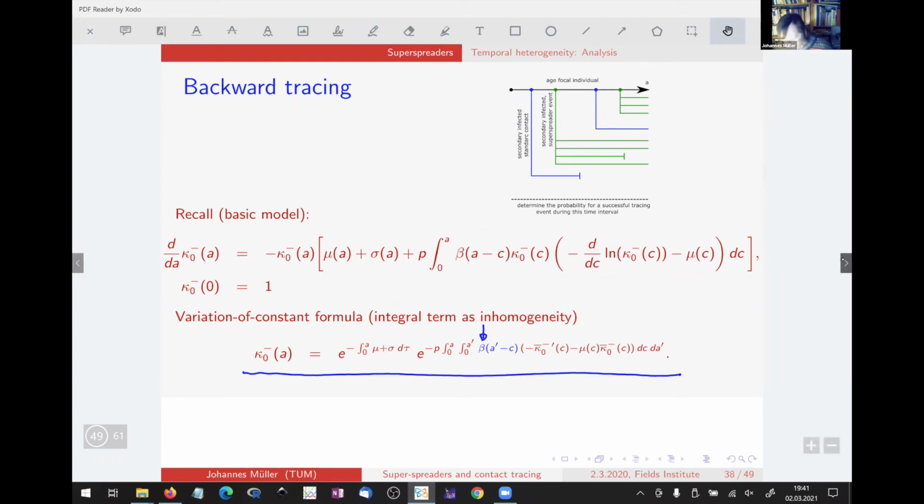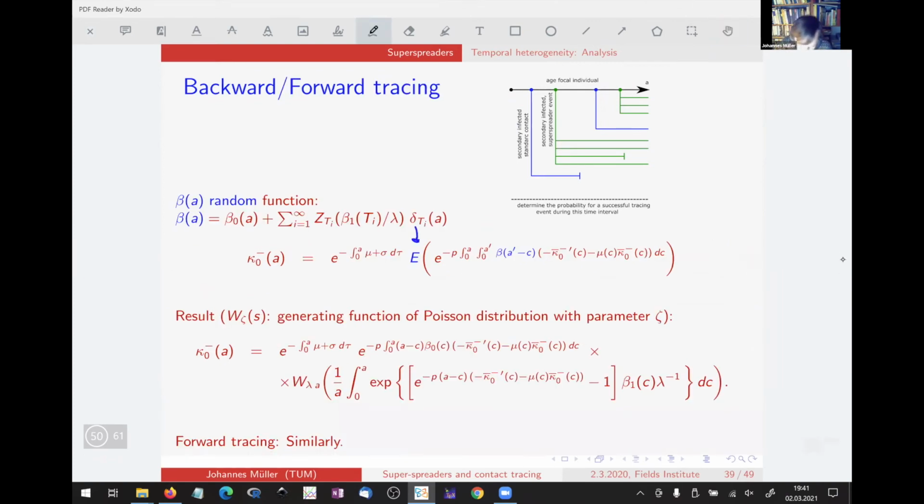Now we have a random function, so we have to take the expectation over beta, but beta is known. We have all these nice properties of the Poisson process and the Poisson distribution. With that, we can compute the expectation and get an explicit integral expression for kappa 0, the survival probability for the 0 patient for backward tracing. Similar idea for forward tracing. So there's no new idea in that.